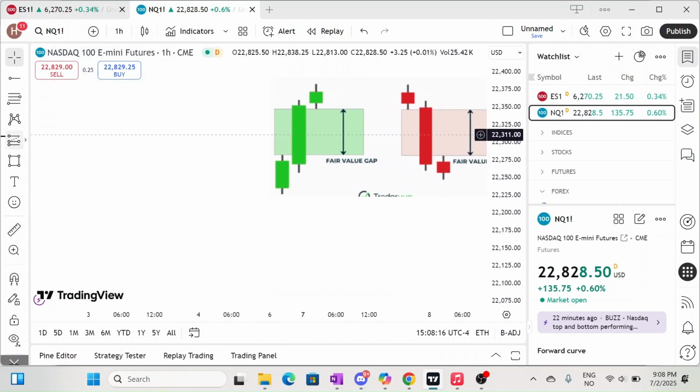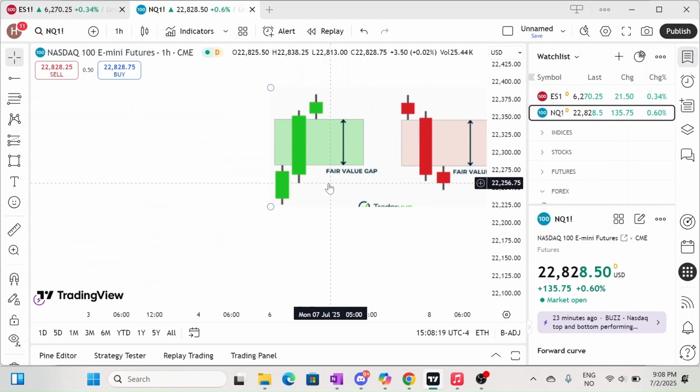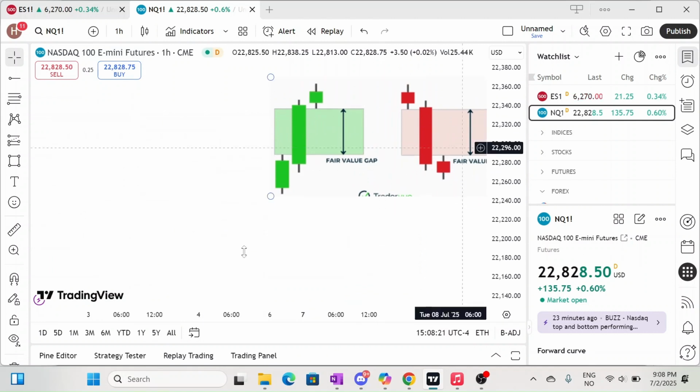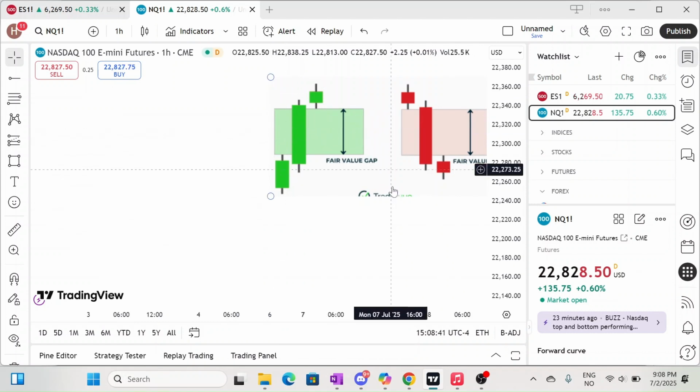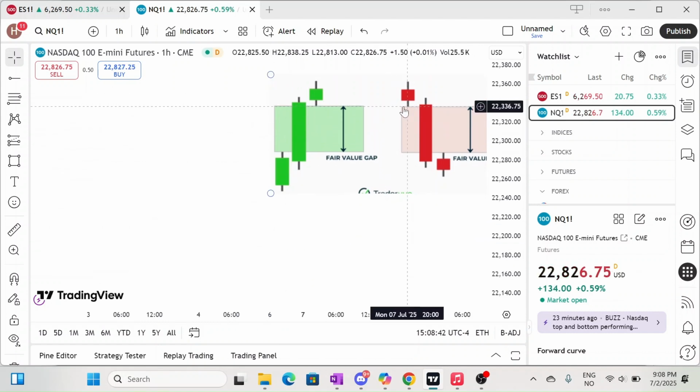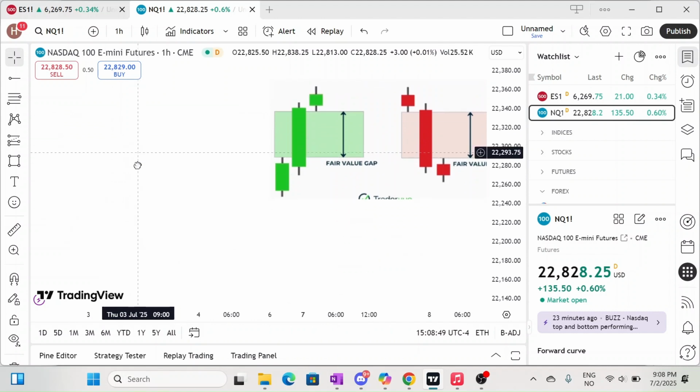So basically, to start off, what the fair value gap is, it's basically just this gap right here between three candles. It's a three candle pattern, so it goes from the high of this candle to the low of this candle, and the area between here is a fair value gap. You can see here you have the low from this candle to the high of this candle. That's a gap. That's what a fair value gap is called.